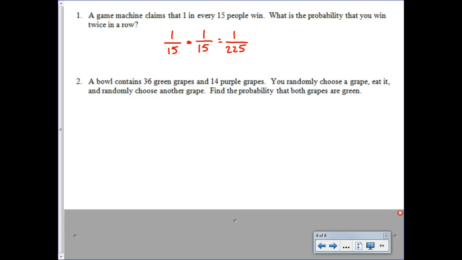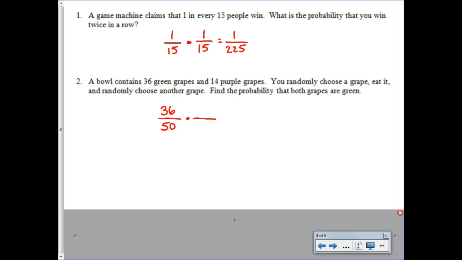So then this one, we're talking about grapes in a bowl. A bowl contains 36 green grapes and 14 purple grapes. You randomly choose a grape, eat it, and randomly choose another grape. Find the probability that both grapes are green. So we want the probability of green and green. So the probability of the first one being green is 36 over the total grapes in the bowl. So 36 plus 14 is 50.